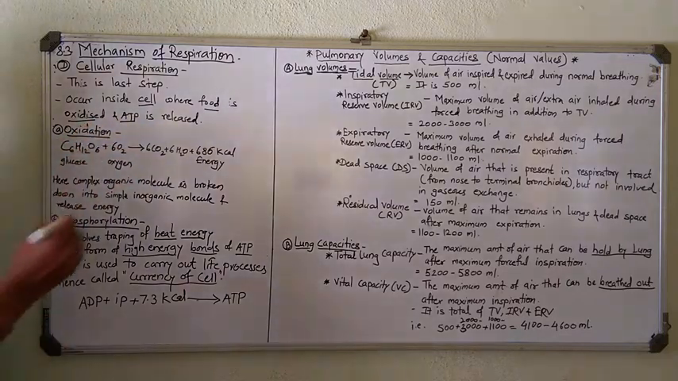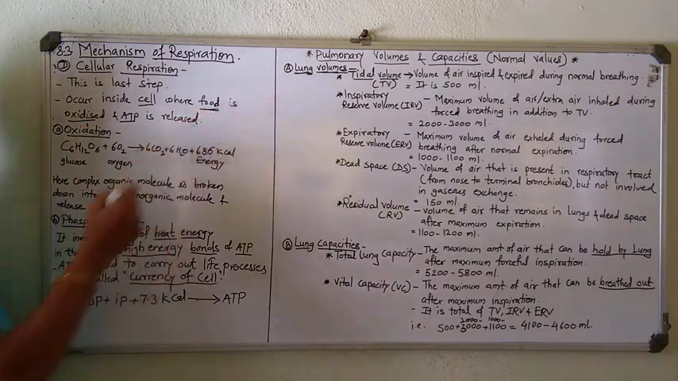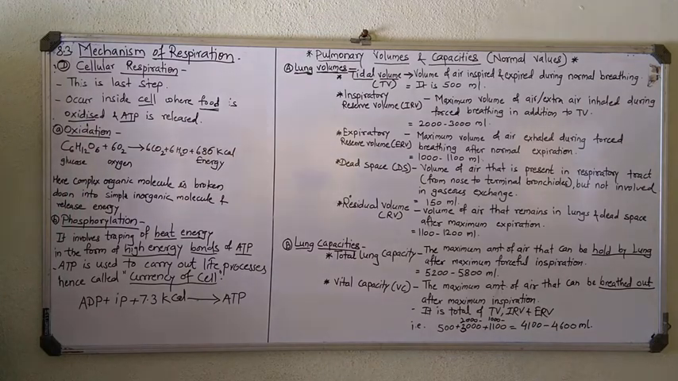Now you are well known, the food is transported through the digestive system, through circulation, and reaches every cell of our body. This cellular respiration involves two stages. One is oxidation, another is phosphorylation. What is meant by oxidation? The food, you know very well, for example, glucose.